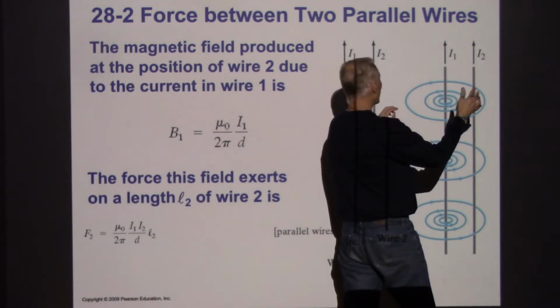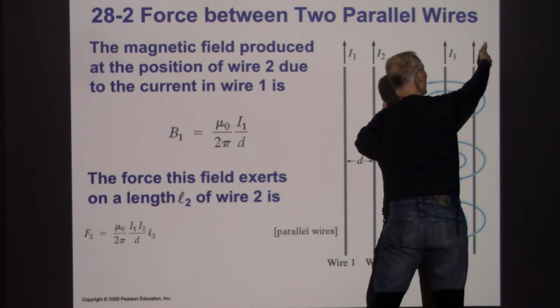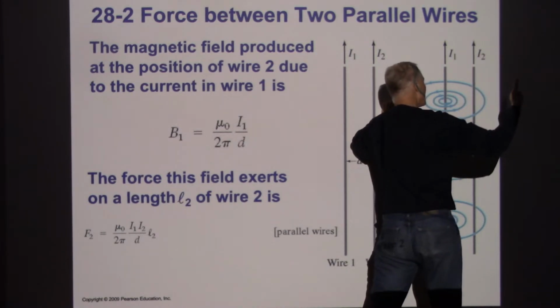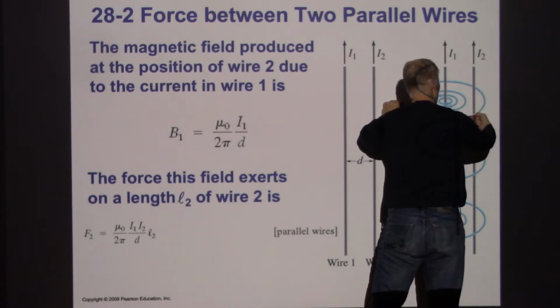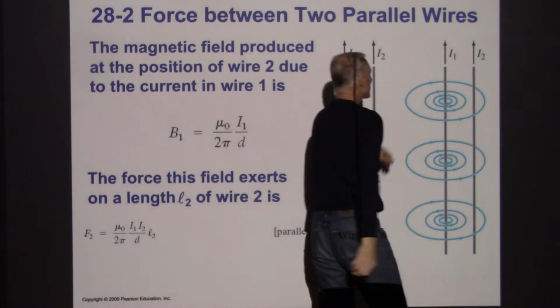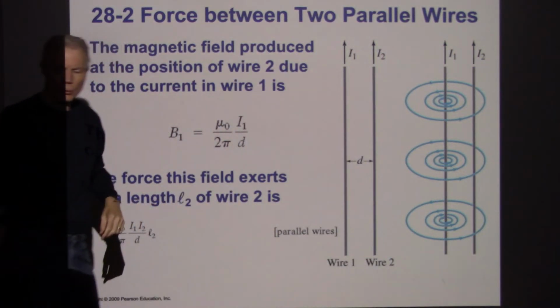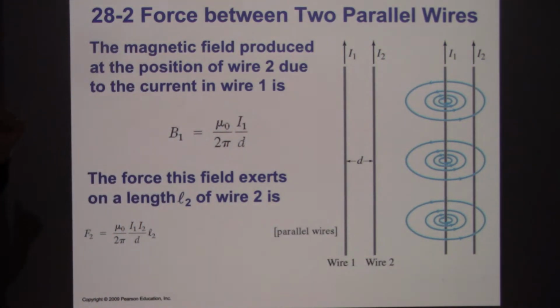I can use a right-hand rule. Current number 2 is going in that direction. The magnetic field that it's passing through is going into the board. The force is going to be in this direction. So all along current 2, there is going to be a force drawing it over towards current number 1.